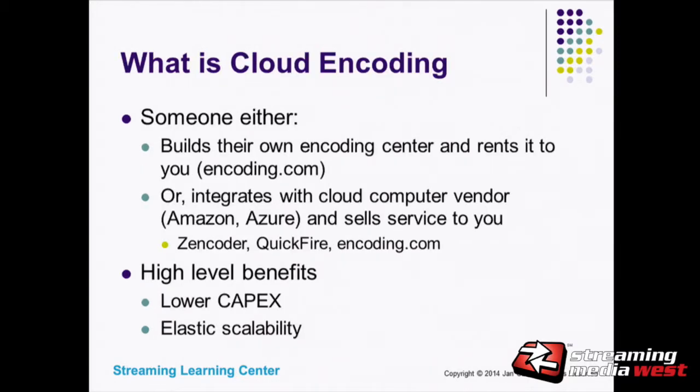So with cloud encoding, either somebody builds their own encoding center and rents it to you, and Encoding.com kind of has their feet in both camps because they have their own private cloud where they can do some encoding, or they integrate with a cloud computer vendor like Amazon or Azure, and they sell the service to you. And this is the traditional bulk of the cloud encoding vendors: Encoder, Quickfire Networks, and Encoding.com as well. As I said, they play in both.